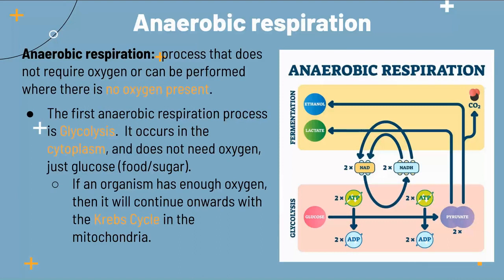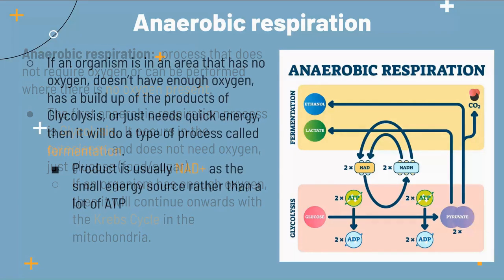Remember, anaerobic respiration is a process that does not require oxygen or can be performed where little to no oxygen is present. The first anaerobic respiration process that we talked about was glycolysis. And glycolysis happens within the cytoplasm of a cell and does not need oxygen. It just needs glucose. If an organism has enough oxygen, then the cellular respiration process will proceed as normal. That pyruvic acid will be made and enter into the Krebs cycle. If not, a different process will take place.